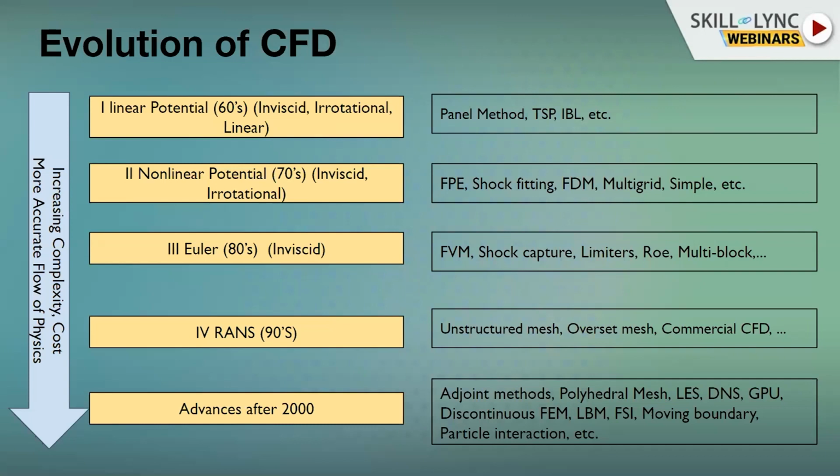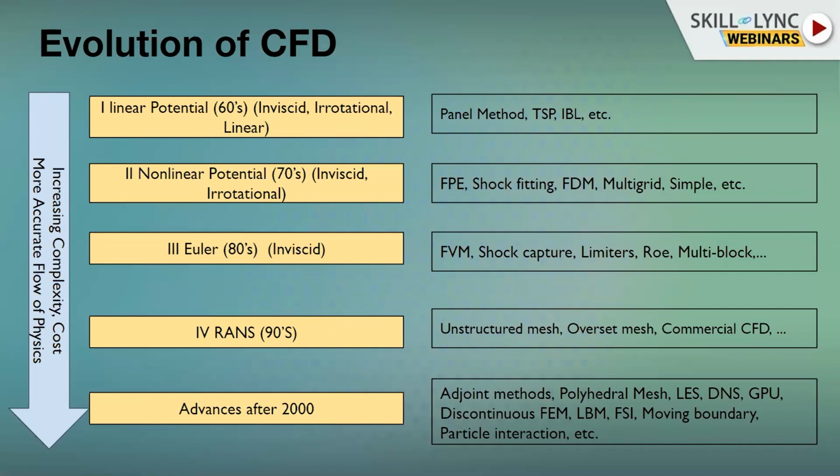In the 90s, it's RANS. That's where the real commercial CFD started. RANS and unstructured meshes, overset meshes. So most of the things we are using now are all from the 90s and beyond.